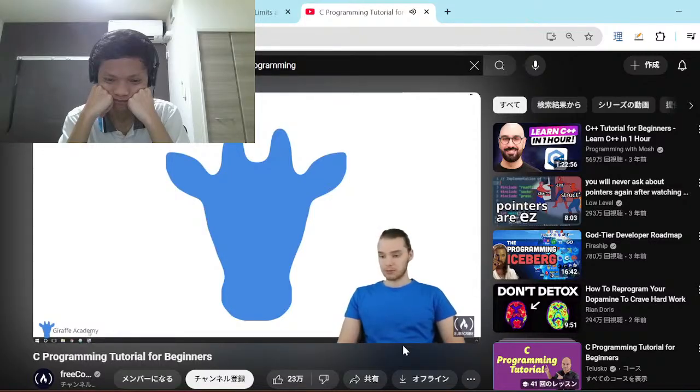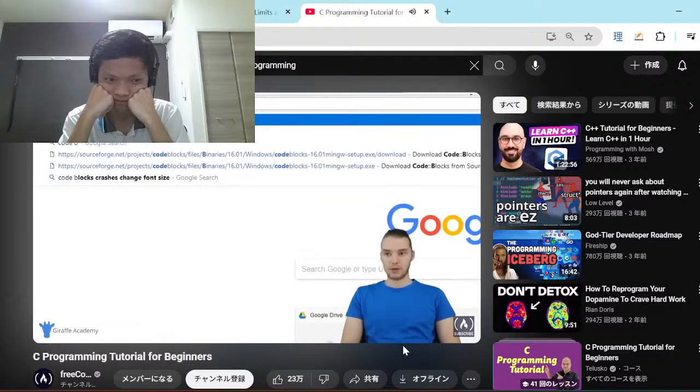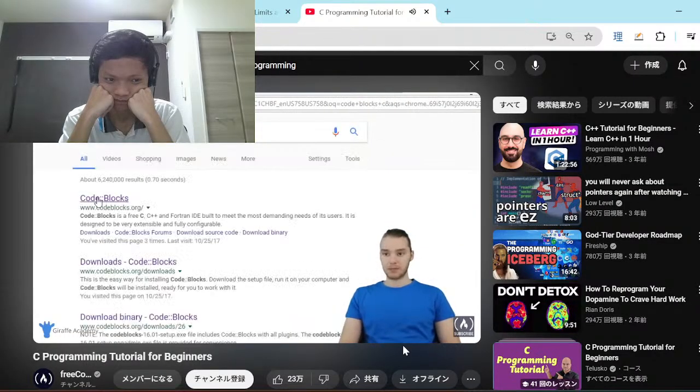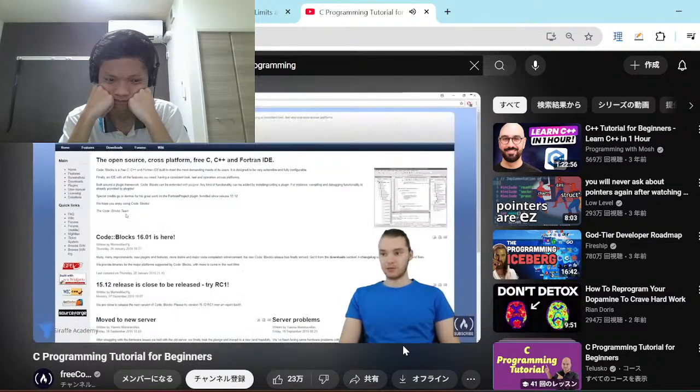So let's get started. I'm going to come over to my web browser, and I'm just going to go up to the Google search bar, and I'm going to search for a program called CodeBlocks. So just type in CodeBlocks C, and this link should come up. It's codeblocks.org. Now, this is an integrated development environment. It's basically a text editor that will make it really easy for us to write our C programs.